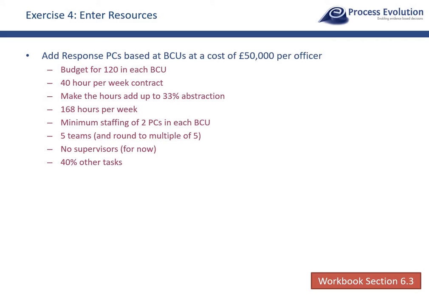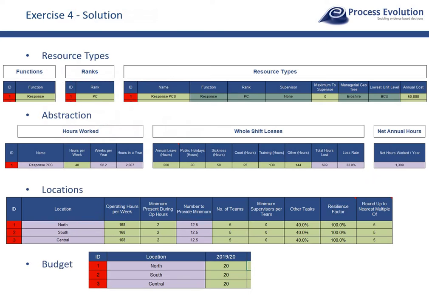During that time, we would want to have a minimum of 2 staff, 2 PCs, in each BCU. We're going to use a 5-team pattern, so we're going to round to multiples of 5. At the moment, no supervisors, and take into account the fact that officers are spending 40% of time on other tasks.